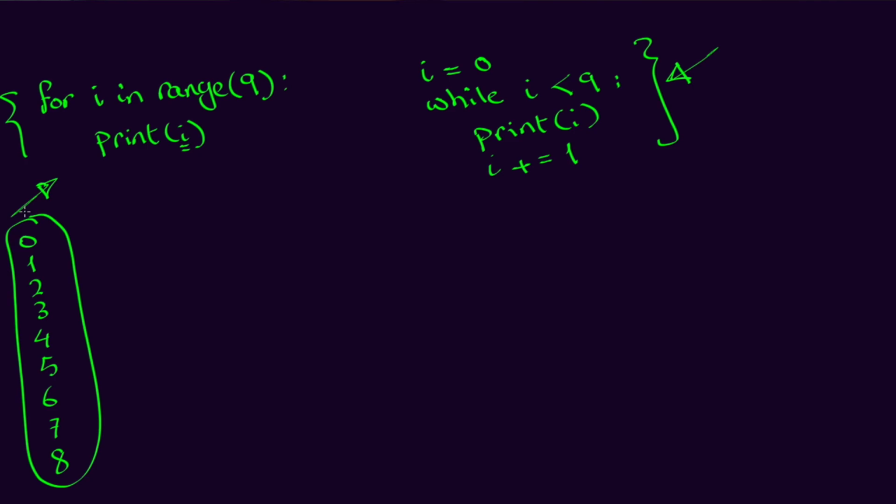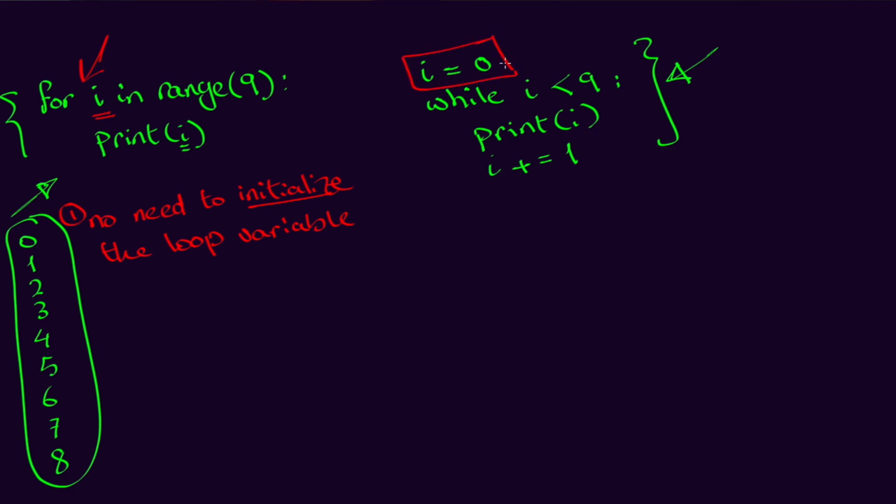What is the reason that the for loop is shorter than the while loop? Well, as you can see, in the for loop, you didn't need to initialize the value of I. So no need to initialize. The I is referred to as the loop counter or the loop variable. Let's call it the loop variable here. So there was no need to initialize the loop variable, meaning we didn't need to assign a value to I like what we did here in the while loop, where we started by saying I is equal to 0.